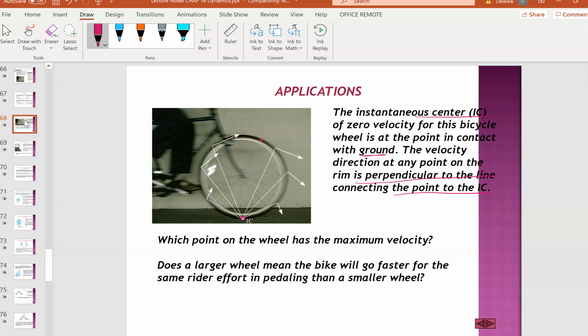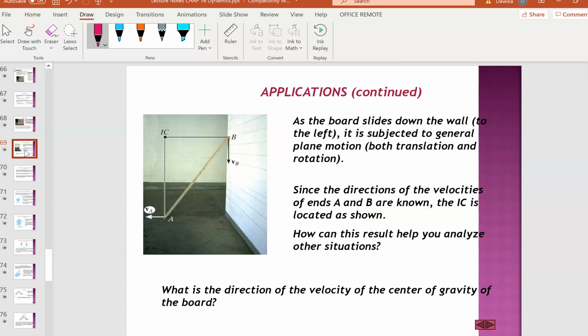Look at this point. Where is the tangential velocity? Somewhere here, right? So what you need to do is take a ruler and see where the lines actually meet. Take this white line and draw a line at 90 degrees to it. It has to be 90 degrees. Then you will see that there is one point where they meet. That point is the instantaneous center of zero velocity. I'll show you another example later.